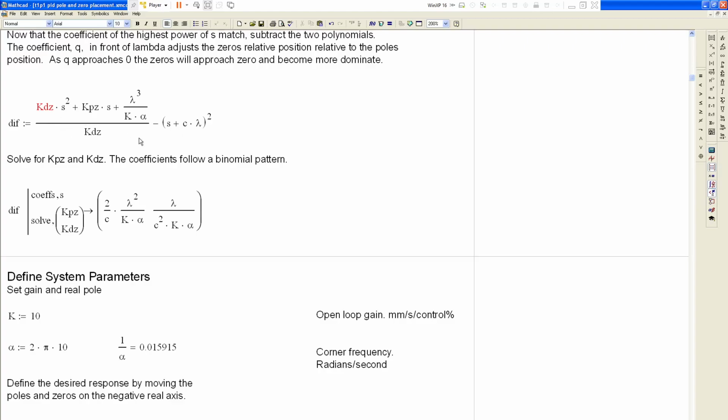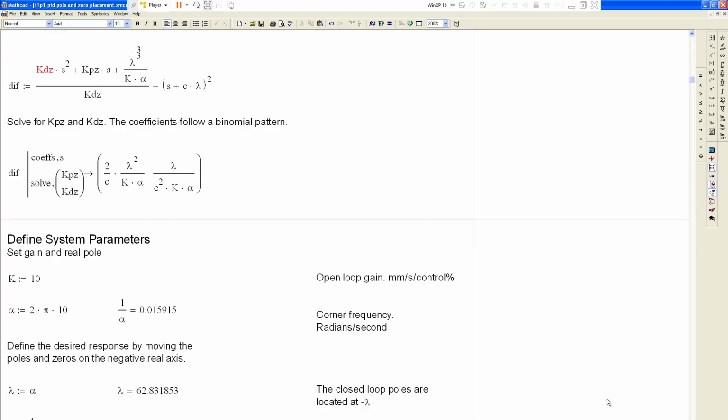So after subtracting these out, I get this difference. And basically what I'm doing here is equating the Kd to, well, I have to combine this, and this is what I end up getting: the forward path proportional gain is this term, and the forward path derivative term or gain is this term.